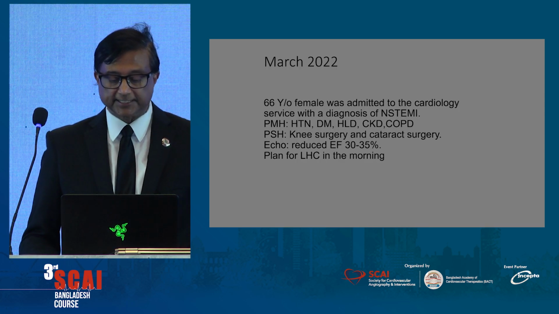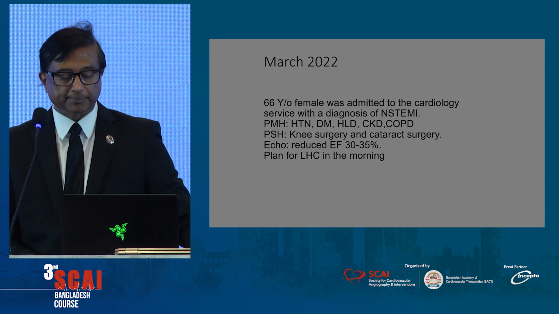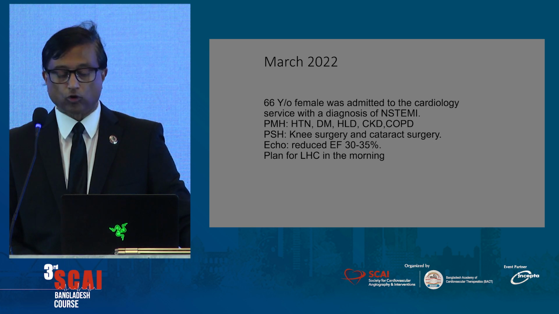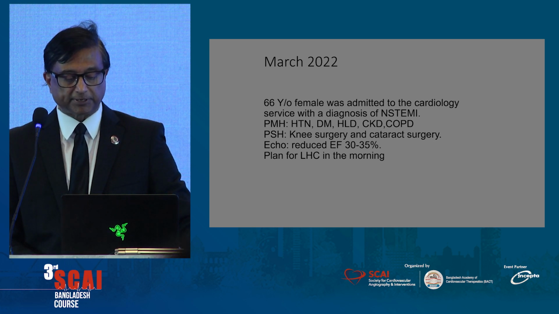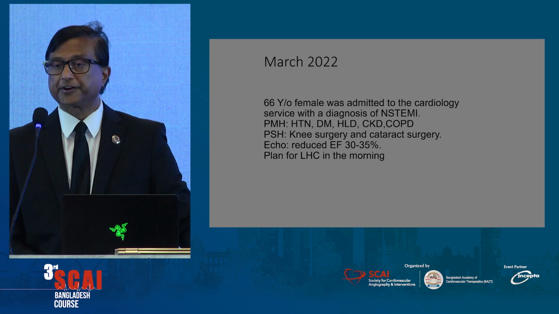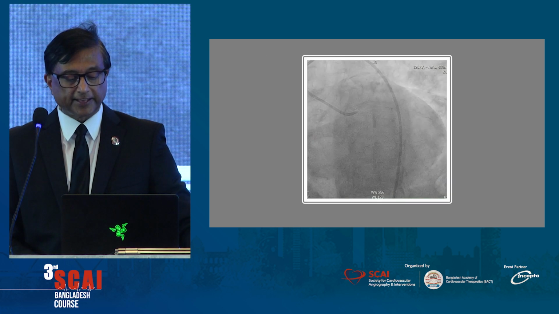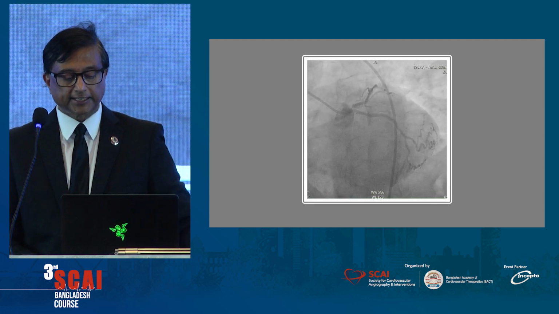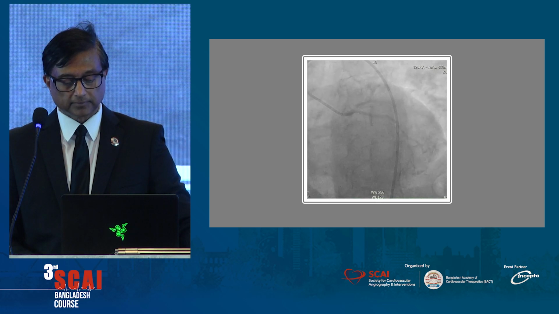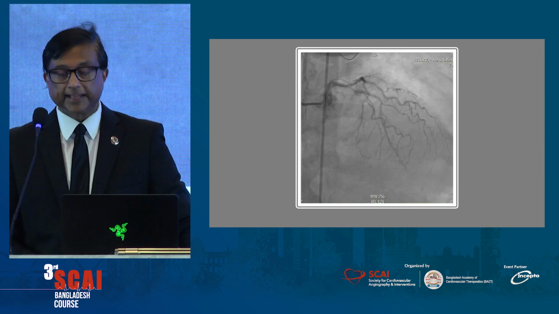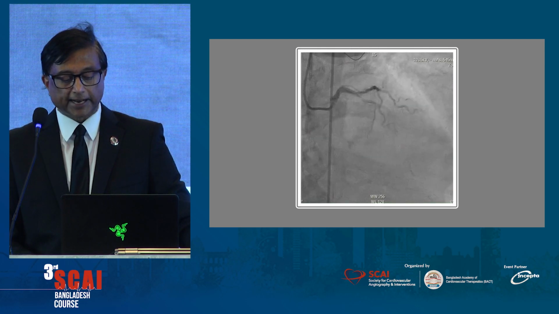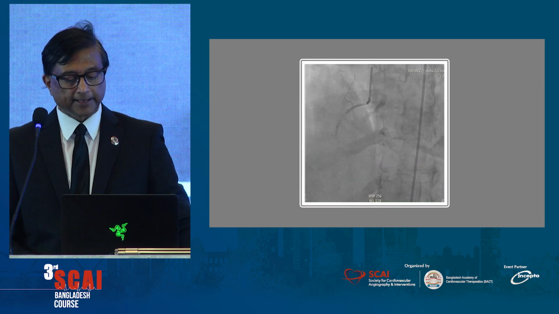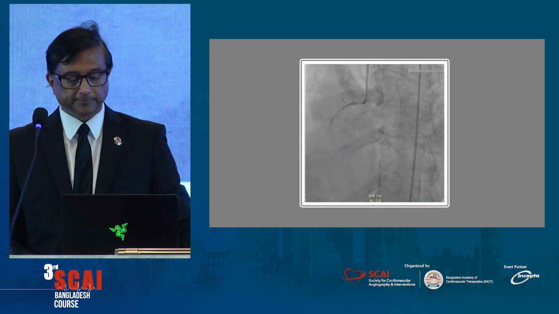So this is a case, a 66-year-old female. She was admitted in cardiology with a non-STEMI, and look at the comorbidities: diabetes, hypertension, CKD, and EF 30 to 35%. And then left heart cath showed this. The ostial LAD. Then there is proximal LAD, and I don't know how much you can appreciate, there is a lot of calcification also. And then the right is occluded.